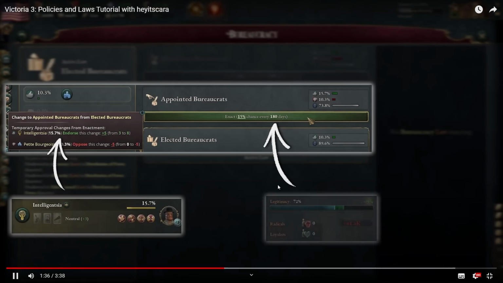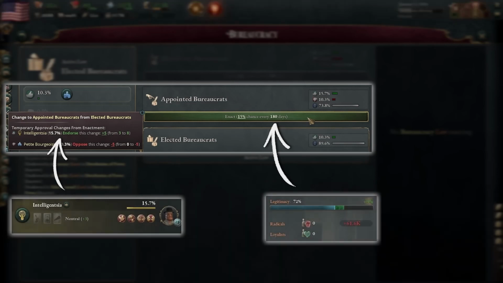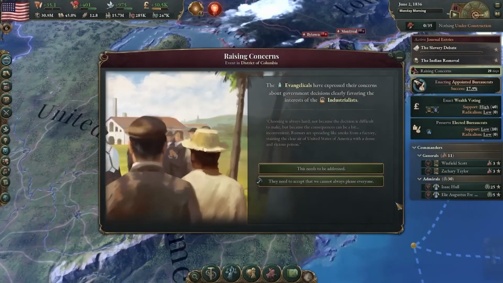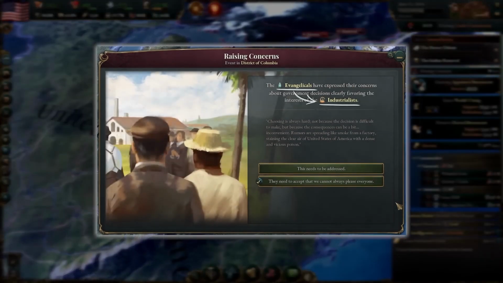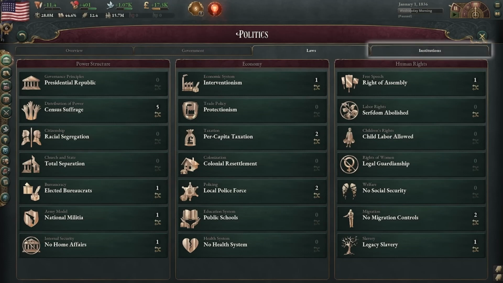Chances for a law to pass is determined by your government legitimacy. However, beware that some interest groups in your government can delay or stall laws from passing if they oppose them. Some laws also enable institutions.